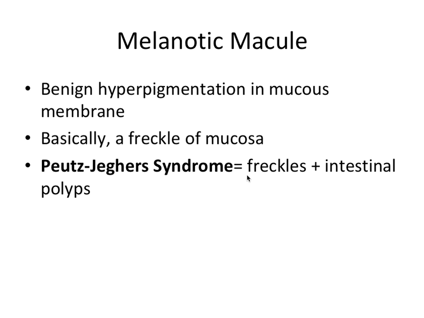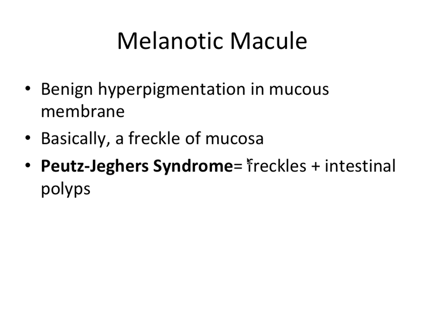Next, we have a melanotic macule. This is basically a benign hyperpigmentation in the mucous membrane. So you can think of it like a freckle of mucosa. Now, we have another syndrome, which, if you watched my previous video, I'll always bold syndromes and list them as sort of a mathematical equation, a sum of some certain characteristics that when added together equal the syndrome.